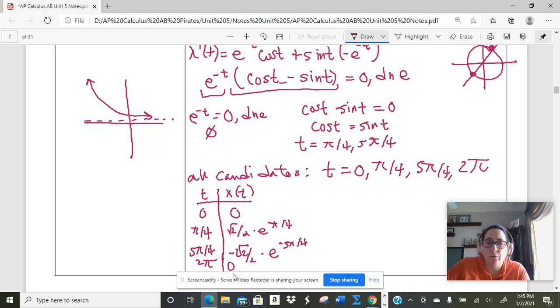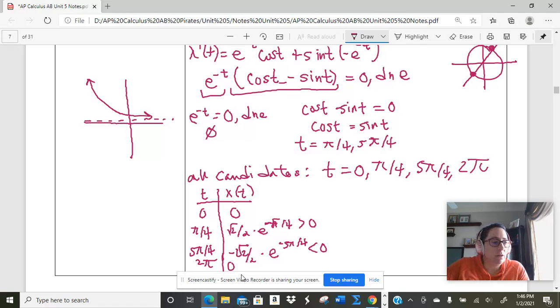Okay, so for 0 and 2 pi, when I plugged them in, I got 0. At pi over 4, I got a positive radical 2 over 2 times e to the pi over 4. Sorry, that's a negative pi over 4. And when I plugged in 5 pi over 4, I got a negative square root of 2 over 2 times e to the negative 5 pi over 4. So even though this is a negative, remember, it's still a positive answer. It's just a decaying kind of thing. So that answer is greater than 0 because it's a positive times a positive. And this answer is less than 0 because it's a negative times a positive. Make sure you're doing that without a calculator, okay? This is on the non-calculator.